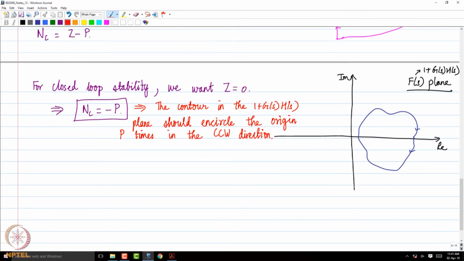Now I am going to essentially go from this 1 plus g of s h of s plane to the g of s h of s plane.